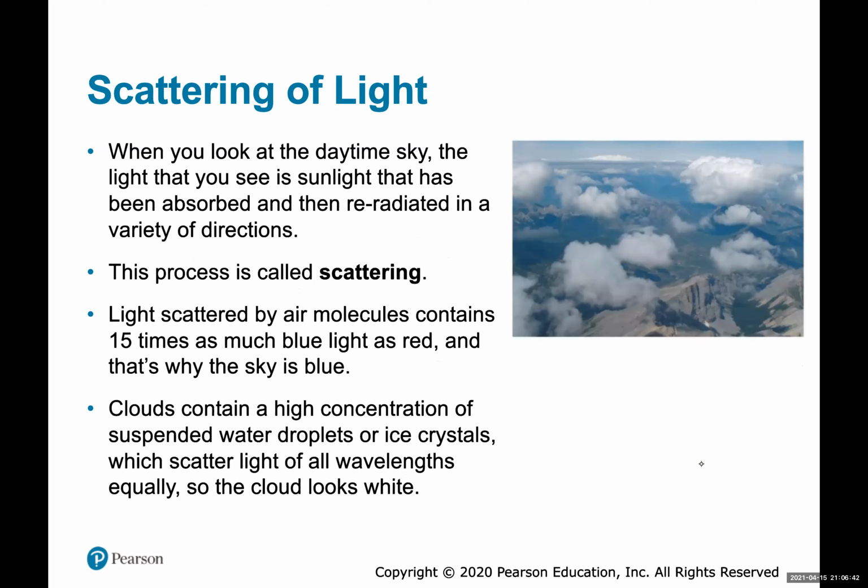Absorbed and then re-radiated, let's call that scattering. Clouds contain a high concentration of suspended water droplets or ice crystals, meaning that all the wavelengths are scattered pretty much equally. But air molecules scatter blue light preferentially. So the sky looks blue.